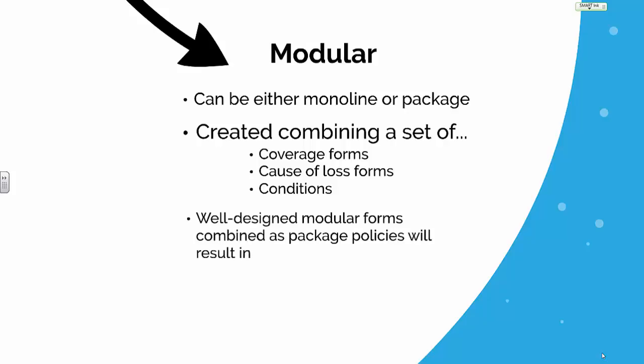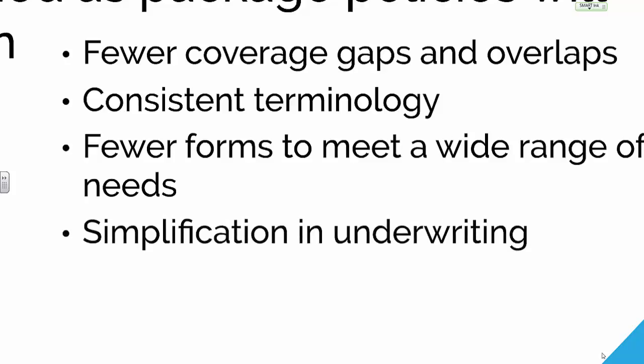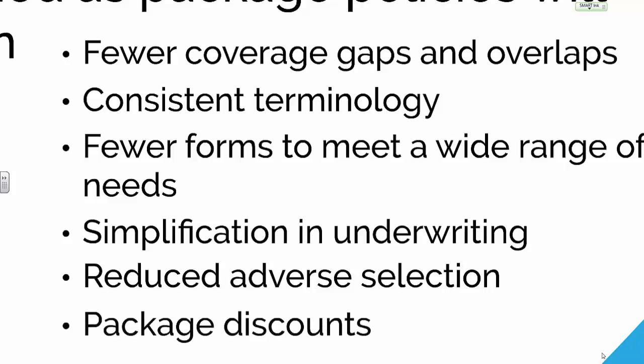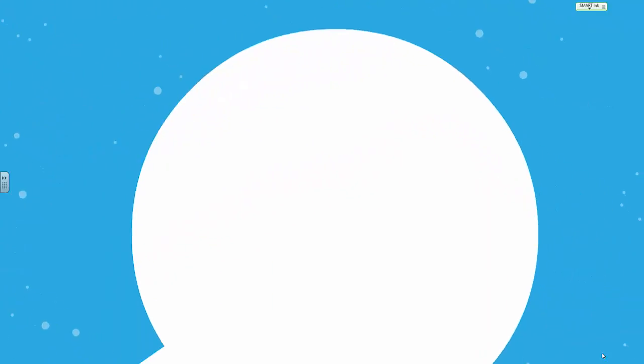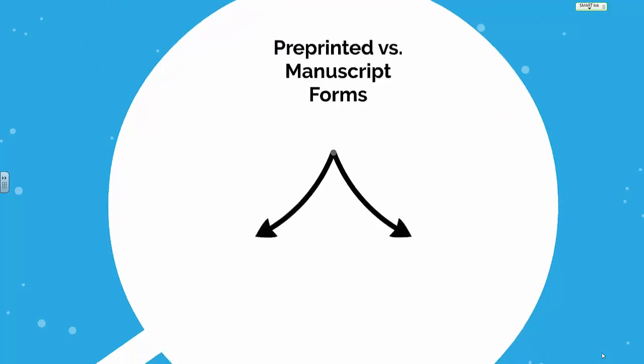A well-designed modular form that is combined as a package policy will result in fewer coverage gaps and overlaps, consistent use of terminology, fewer forms to meet a wide range of needs, simplification in underwriting, reduced adverse selection, and package discounts for the insured. Now let's look at pre-printed versus manuscript forms.